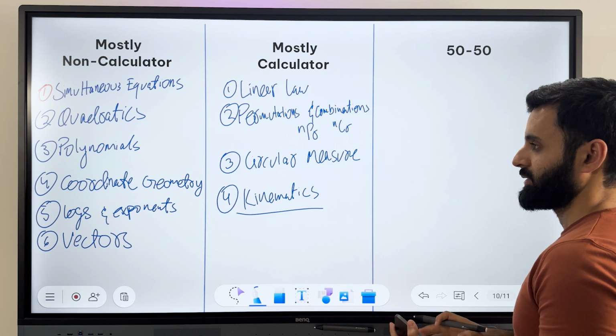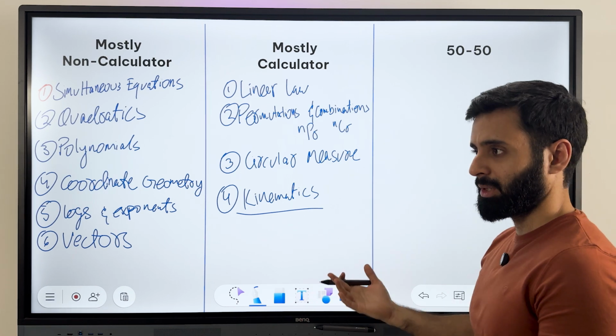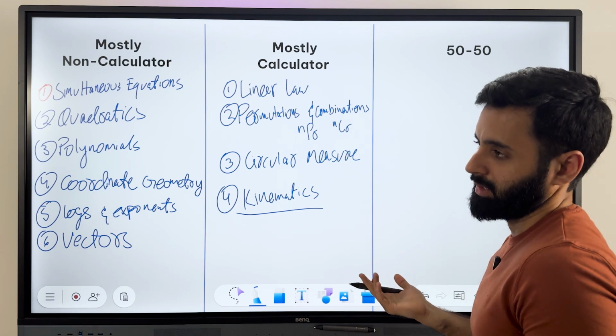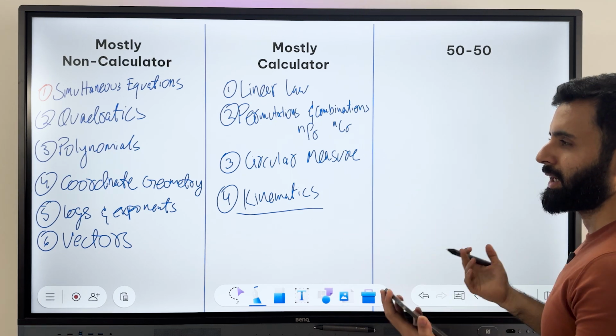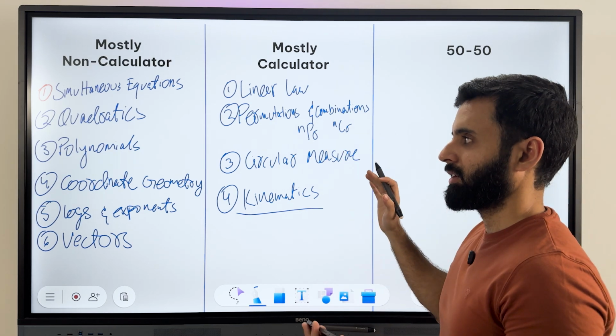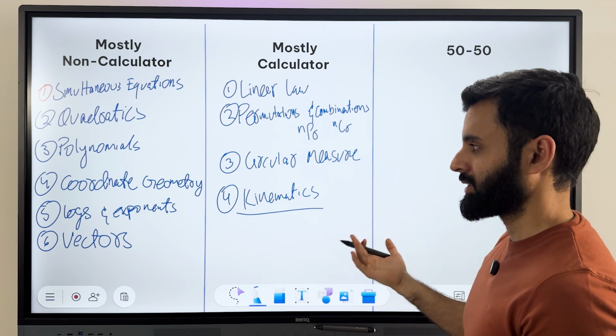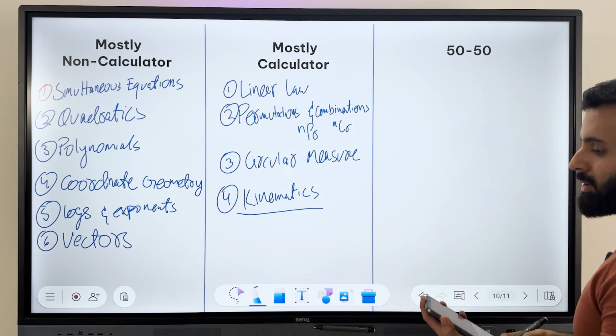Okay, so I've seen students making a big deal of it. I know it's a major change. It was shocking for me also when I heard it, but when I looked at the specimen paper and when I actually did some thinking, it turns out that most of the questions are such that you can actually do them without a calculator.